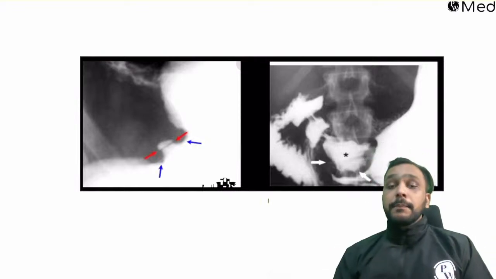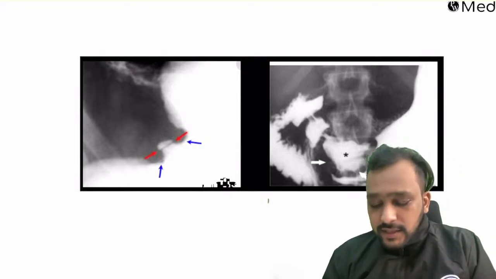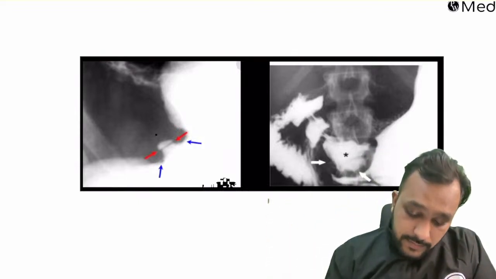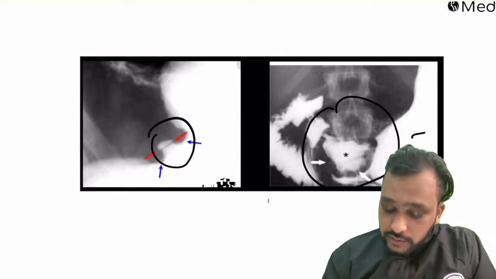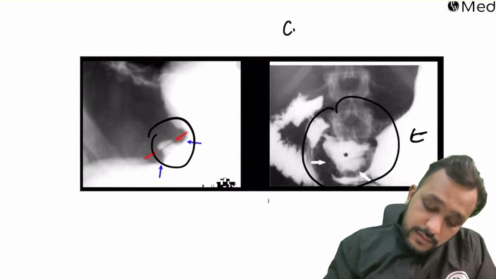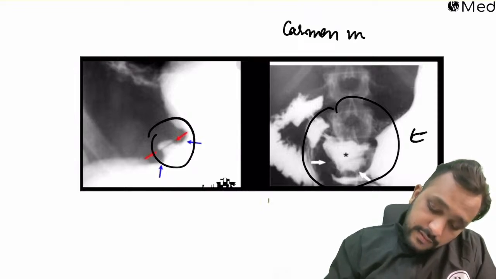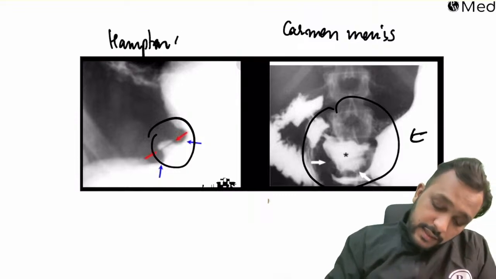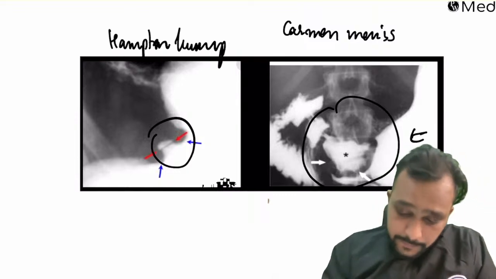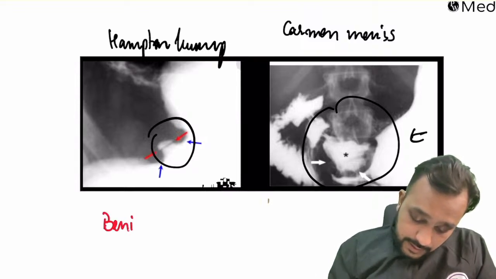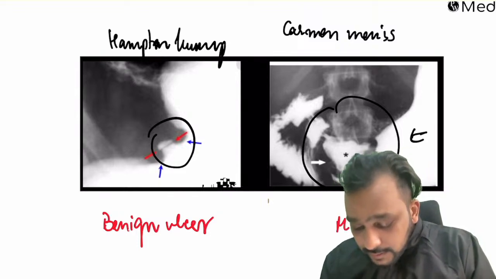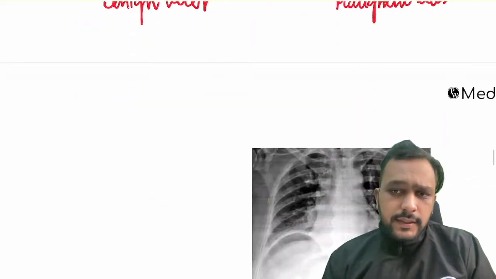So these are two patients who complain of abdominal pain predominantly in the epigastrium. A barium meal was done. Barium meal is basically an investigation for the stomach. In the barium meal images we have two appearances. In this image we can see the Carman meniscus sign, and in the first image we have the sign known as Hampton's hump. Just remember, Hampton's hump is seen in benign ulcer, and the Carman meniscus sign is seen in malignant ulcer. Right?